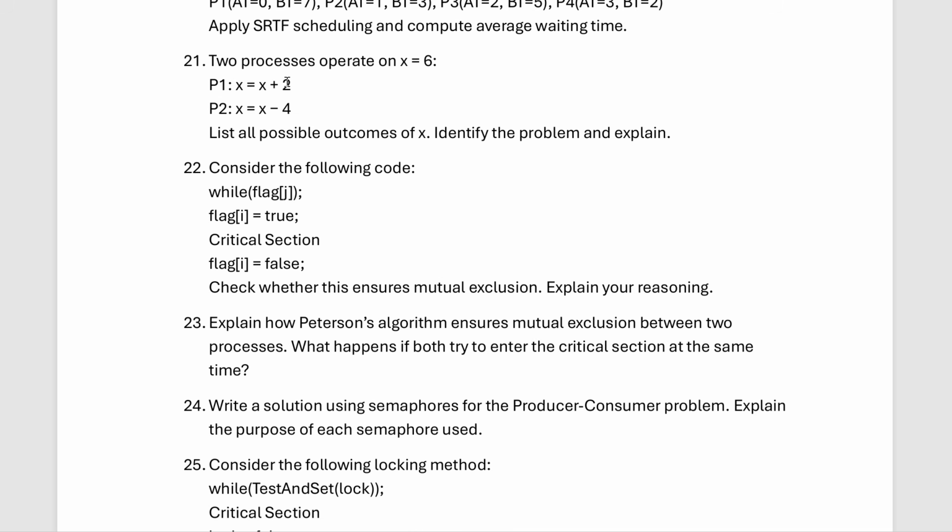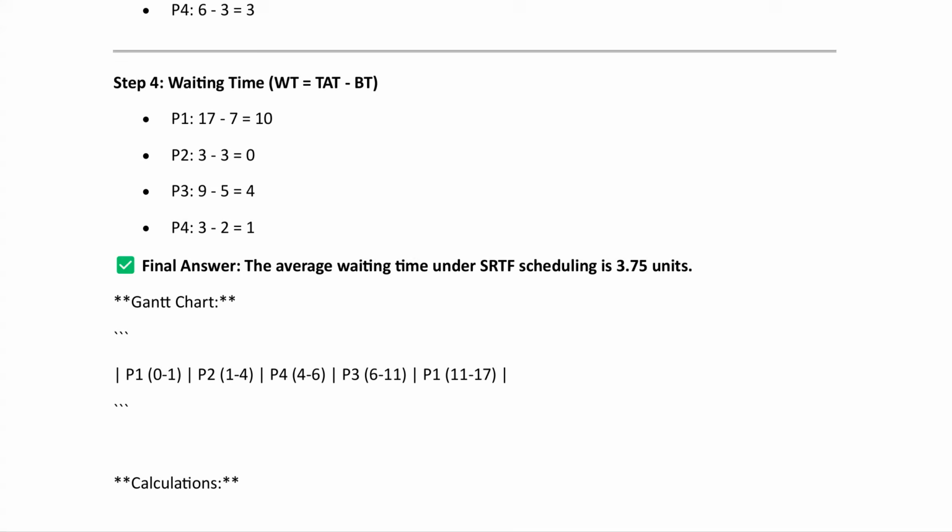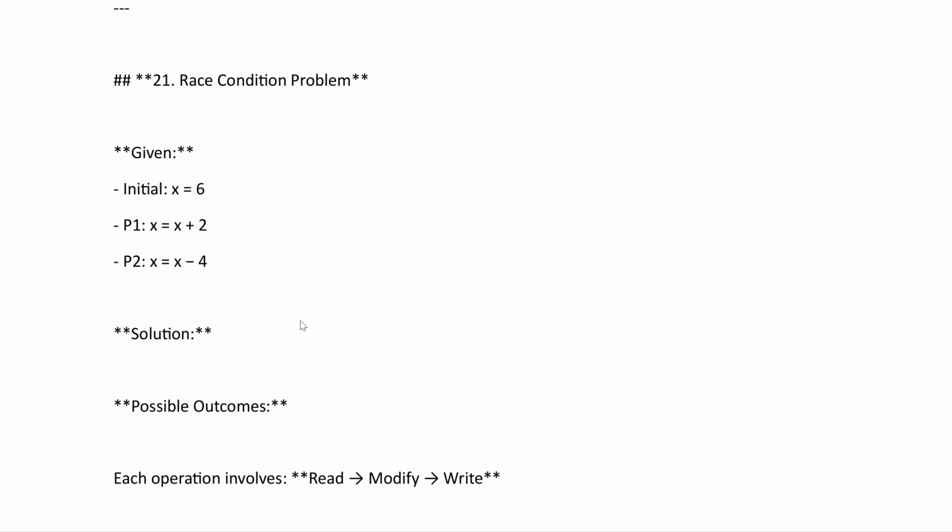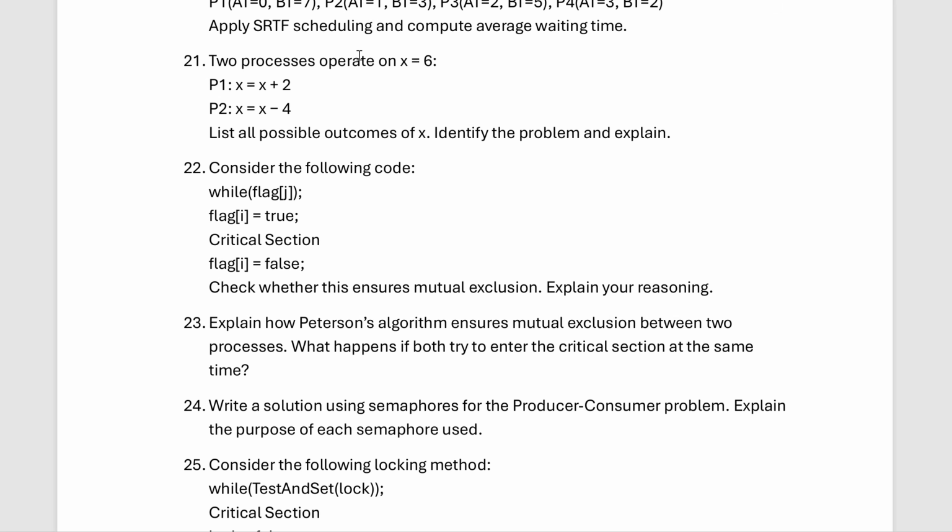Now we come to the next question, that is question number 21. See here. Now, two processes operate on x is equal to 6. So the value of x is given as 6. There are two processes which are operating on this value of x, that is 6. List all possible outcomes of x. So we have to compute all possible values of x, and we also need to identify the problem, and we have to explain the problem.